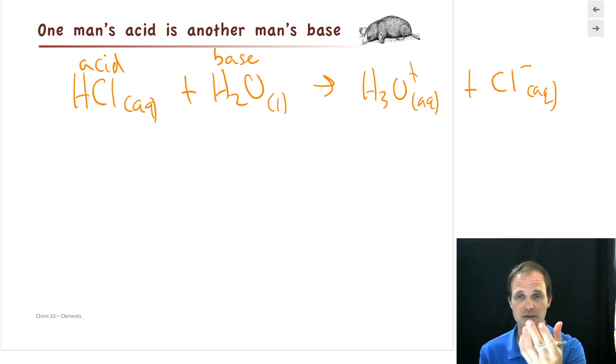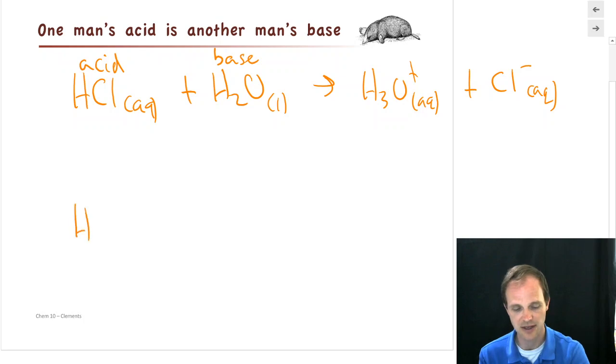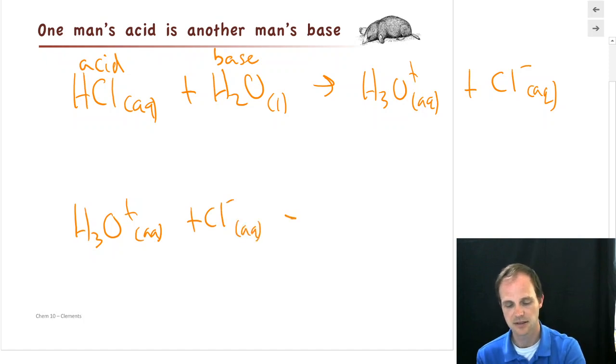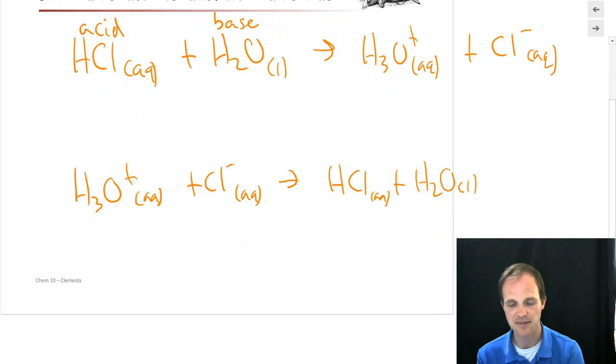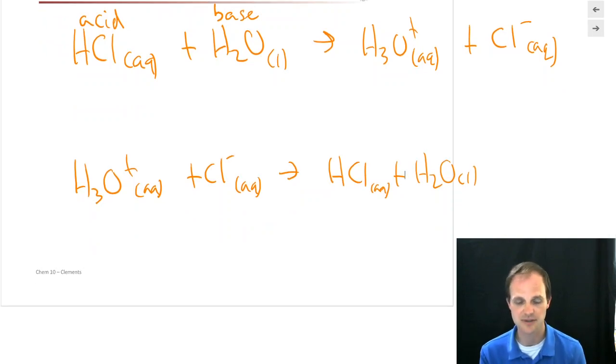What I'm going to do is I'm just going to take this exact same equation. I'm just going to write it backwards. I'm going to write the products as the reactants and the reactants as the products. So I'm going to write H3O plus and Cl minus goes to HCl plus H2O. So nothing exciting, just took the same thing I had up front and wrote it backwards.